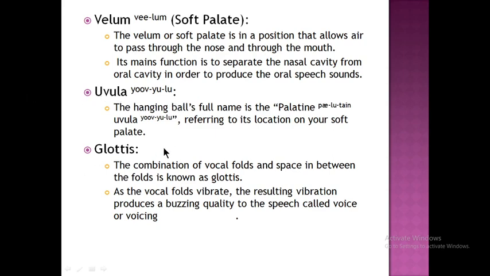Next one is glottis. What glottis is, the combination of vocal cords and the space in between the folds is known as glottis. Means this is the combination of vocal folds. Vocal folds means vocal cords, and the space between the vocal cords, that is known as glottis. And as the vocal cords vibrate, the resulting vibration produces a buzzing quality of speech called voice or voicing. Glottis is responsible for that sound.